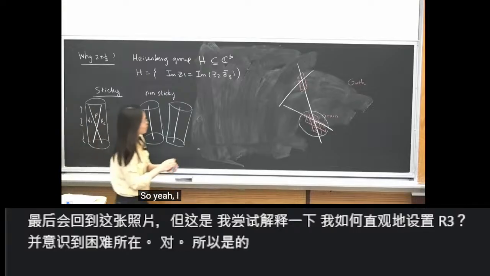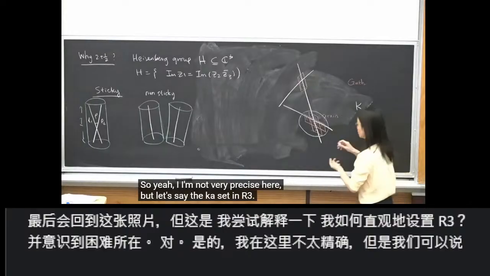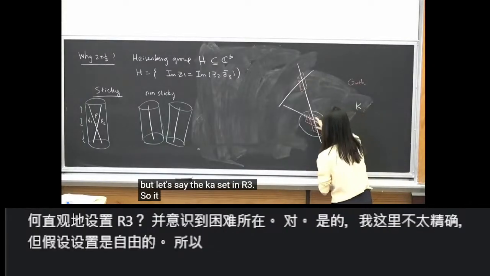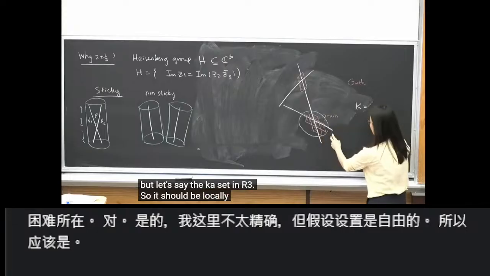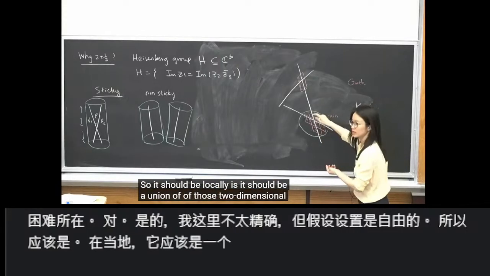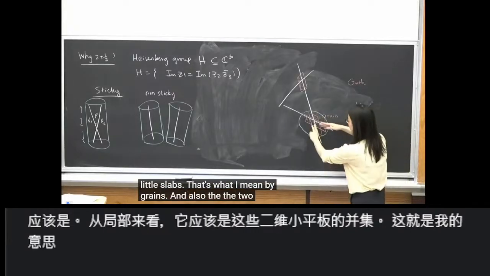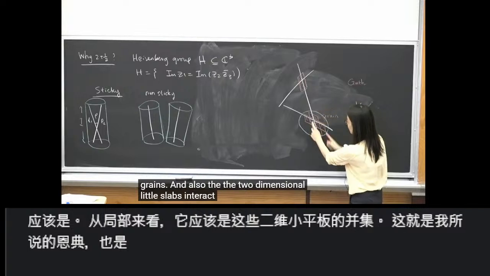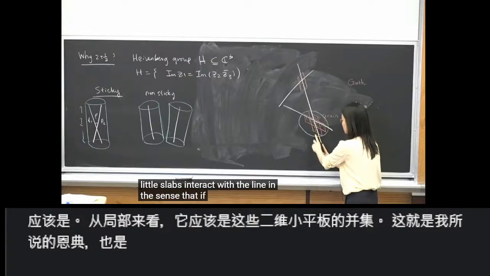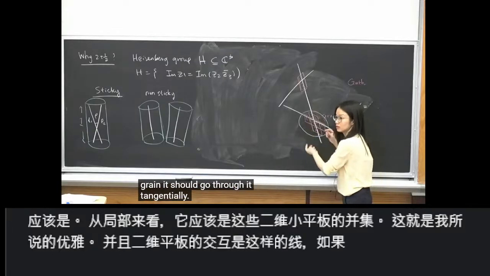So yeah, I'm not very precise here, but let's say the Kakeya set in R3. Locally it should be a union of those two-dimensional little slabs. That's what I mean by grains. And also the two-dimensional little slabs interact with the line in the sense that if a line intersects a grain, it should go through it tangentially.